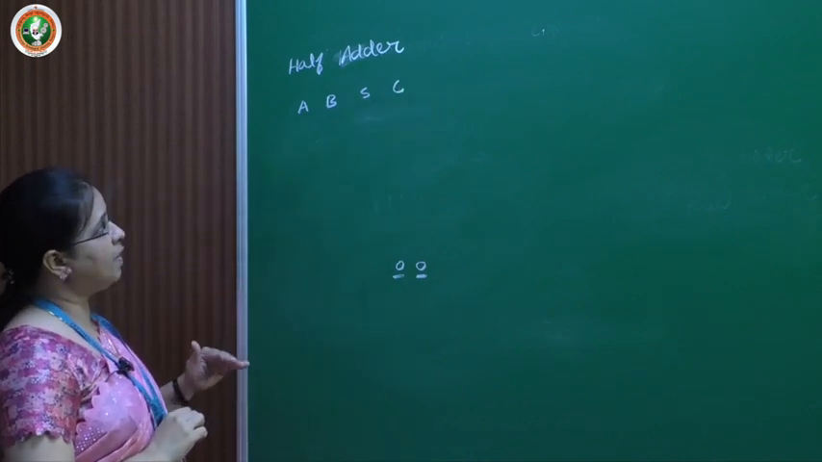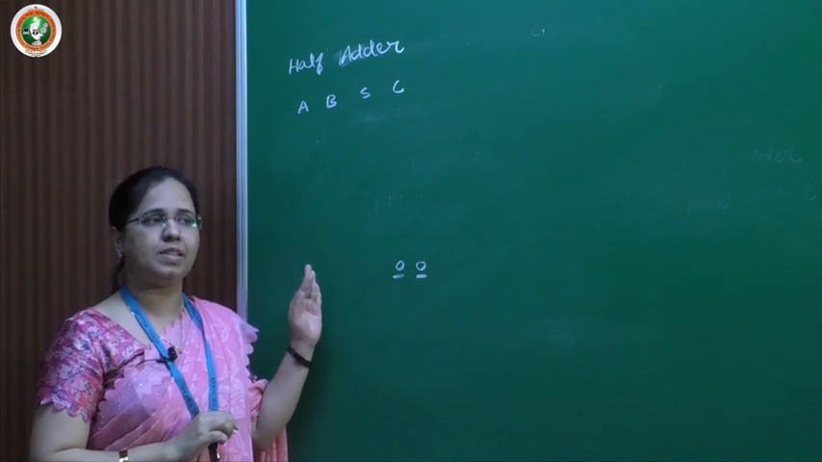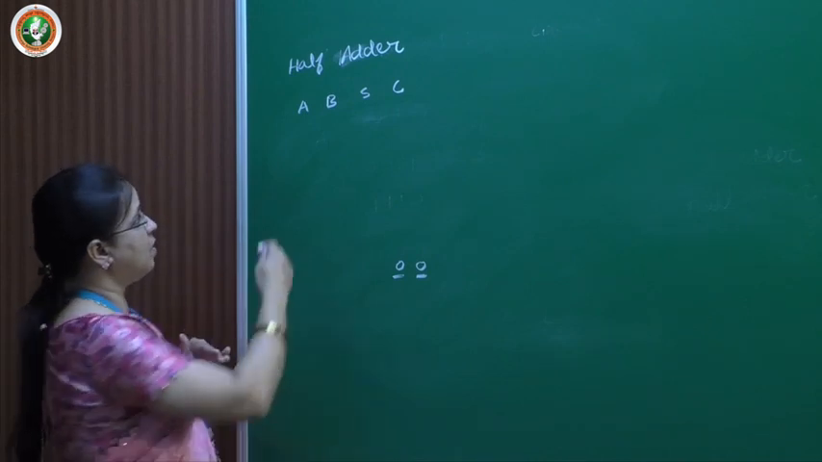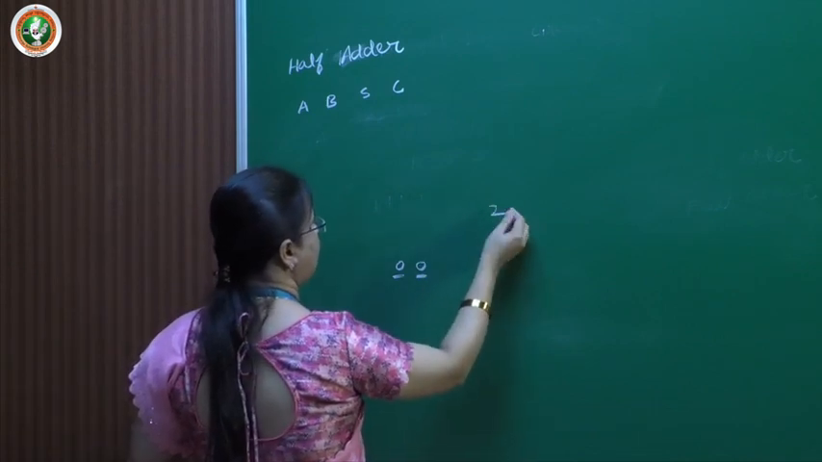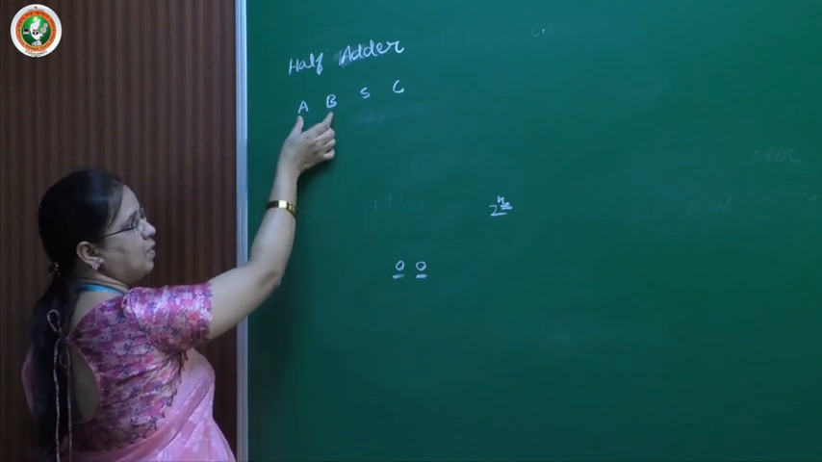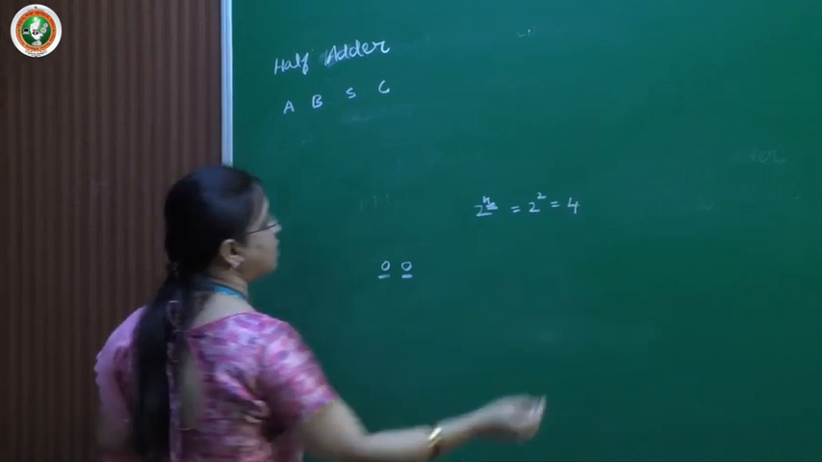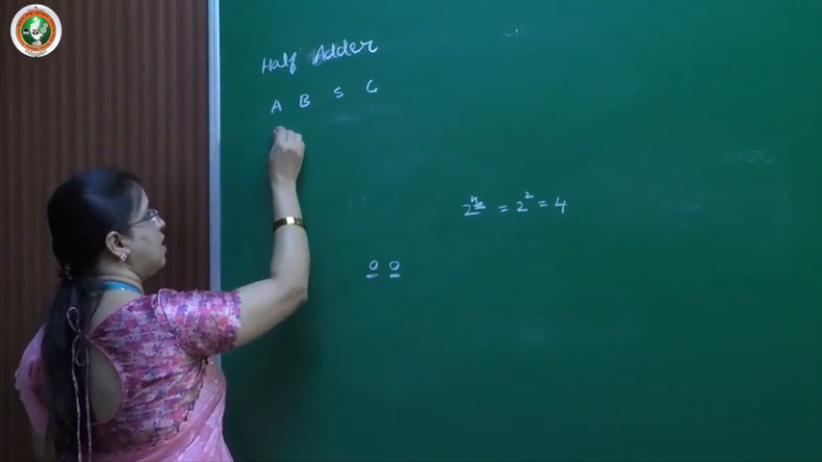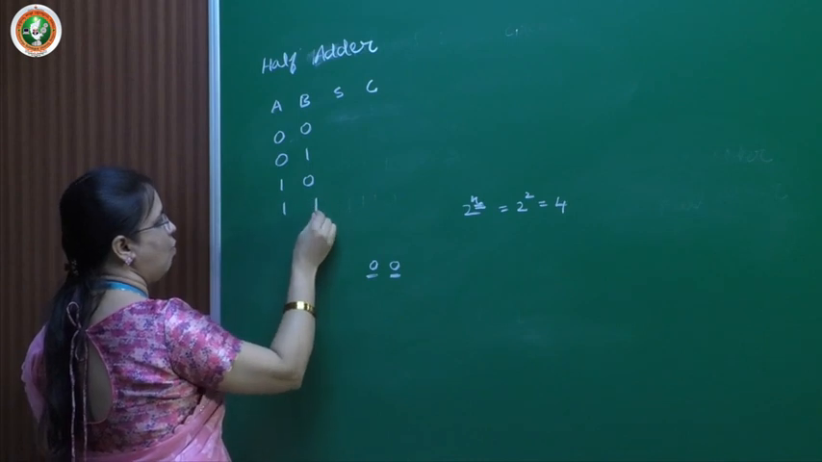The next step is to fill this truth table to establish the relationship between the input variables and the output variables. Already in the first module you might have learnt how to decide the number of rows in a truth table. The number of rows is decided with the help of the formula 2 power n, where n is the number of inputs. In our case we have 2 inputs, so 2 power 2 will be 4. That means we'll be getting 4 combinations of input values: 0 0, 0 1, 1 0, 1 1.